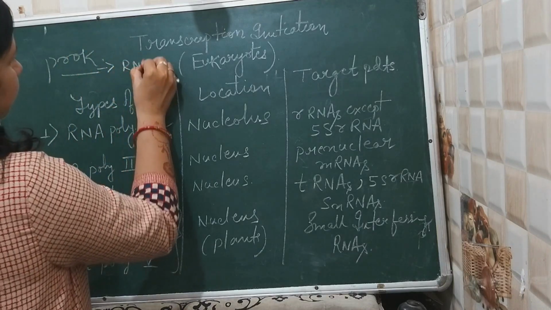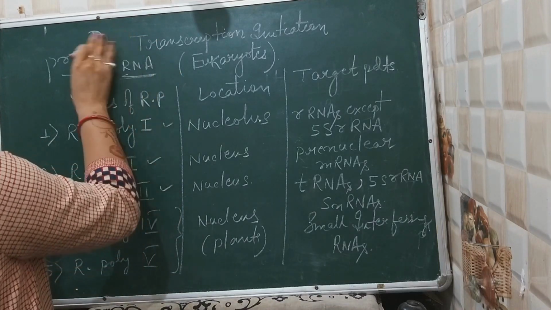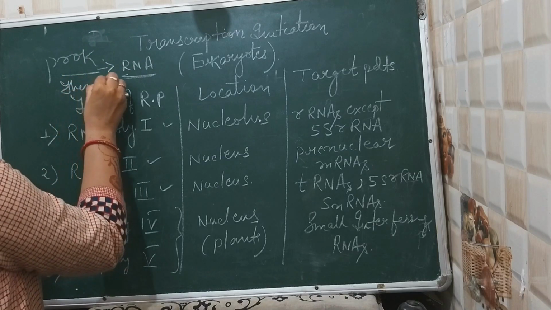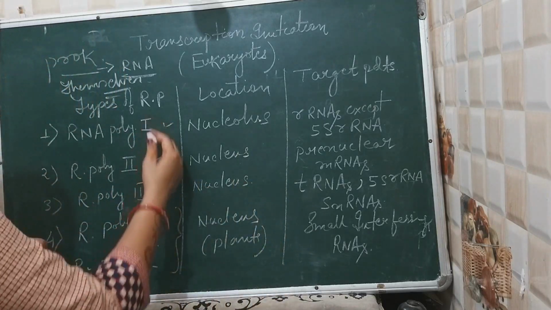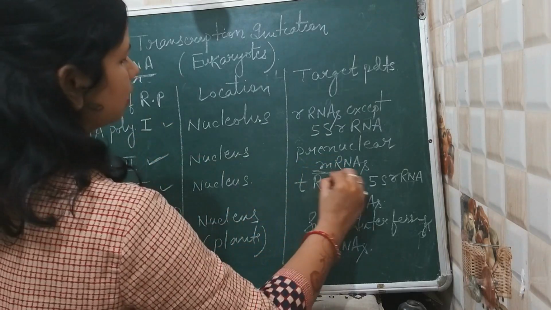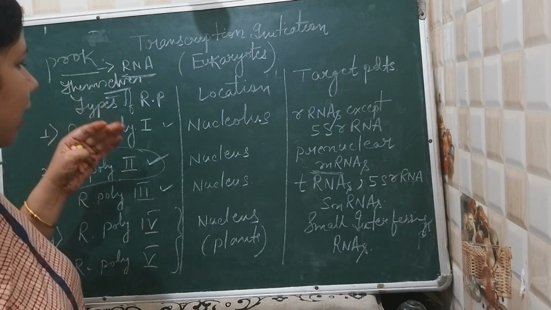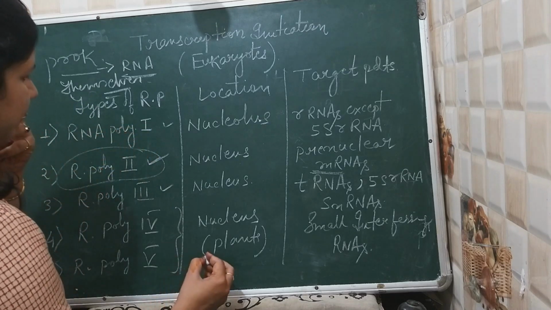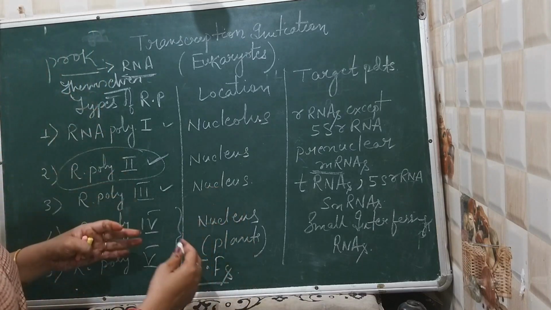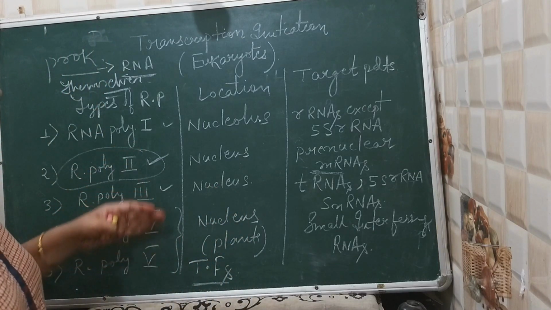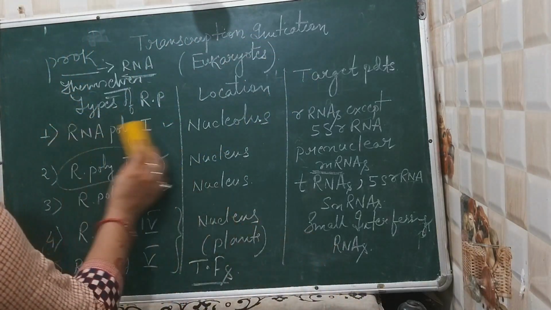In prokaryotes, RNA polymerase catalyzes the formation of the RNA chain by itself only. But here we will see later that in the case of mRNA synthesis, RNA polymerase 2 does require the help of various transcription factors, which we will see in the next section. So this is the overall view of the different types of RNA polymerases, their location and their target products.